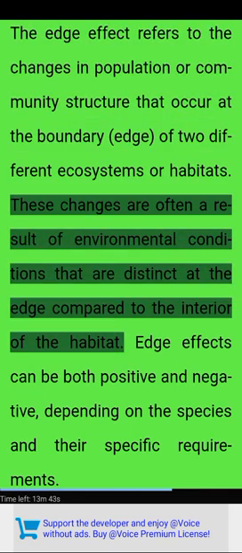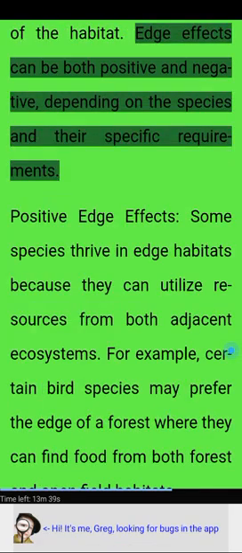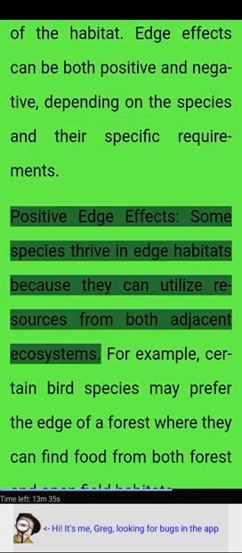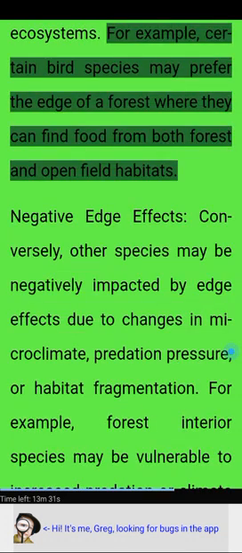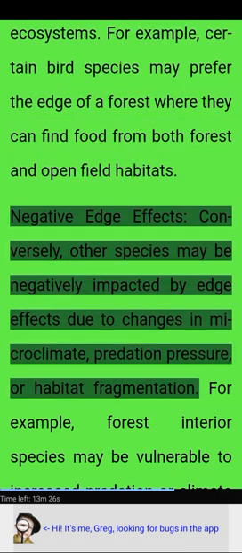These changes are often a result of environmental conditions that are distinct to the edge compared to the interior of the habitat. Edge effects can be both positive and negative, depending on the species and their specific requirements. Positive edge effects. Some species thrive in edge habitats because they can utilize resources from both adjacent ecosystems. For example, certain bird species may prefer the edge of a forest where they can find food from both forest and open field habitats. Negative edge effects.